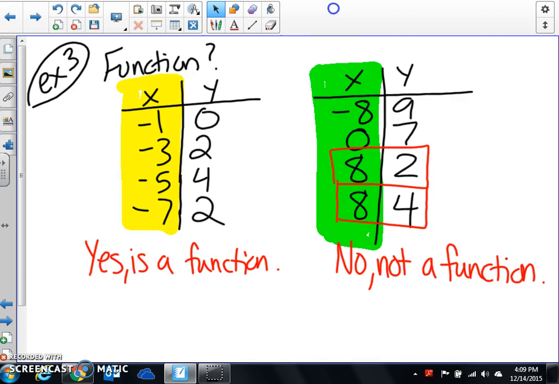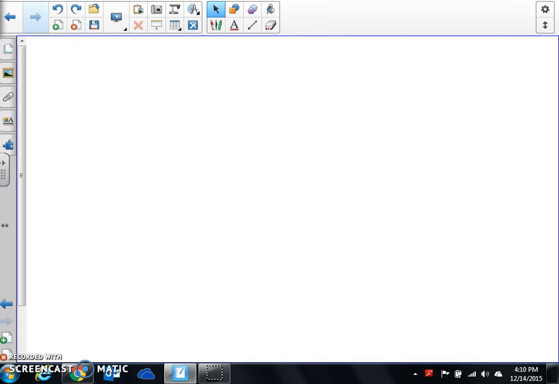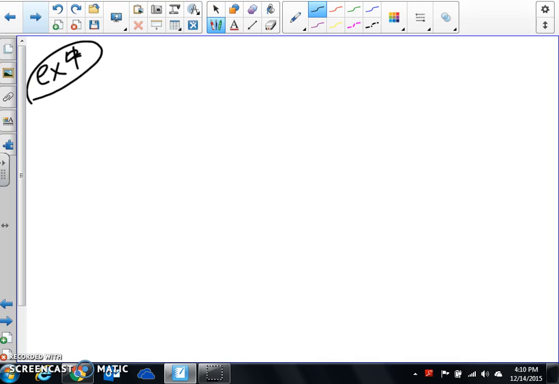Okay? They could also show us a function from a set of ordered pairs. So function.